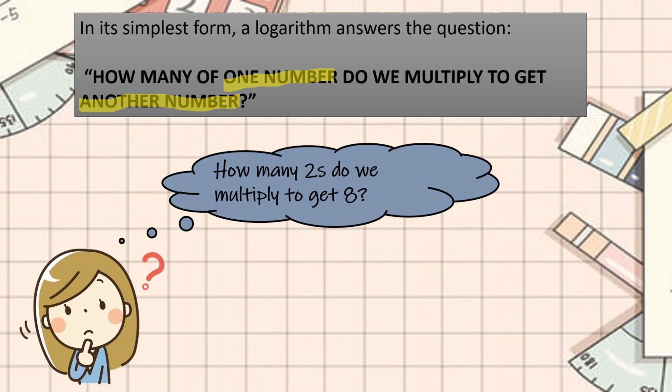Okay, kapag nire-write natin itong question na to into logarithmic form, isusulat natin yan as logarithm of 8 with a base of 2. Si 2, yan yung i-multiply natin by itself para makuha si 8. So multiply natin si 2. 2 times 2 is 4. Then times pa ulit natin kay 2 is 8. So, ibig sabihin, multiply daw natin si 2 ng 3 beses to get 8. Meaning, the logarithm is equal to 3. So, logarithm of 8 with the base of 2 is equal to 3.